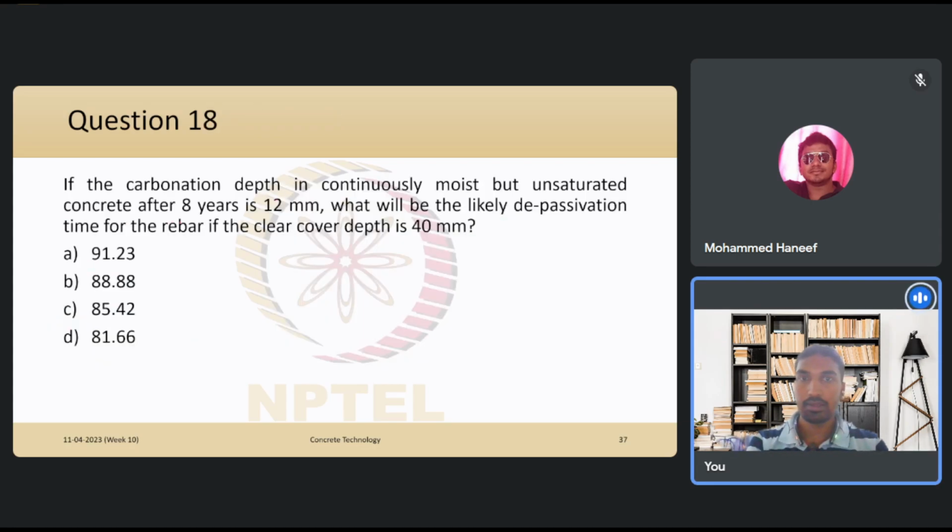Okay, question 18. This is a numerical problem. If the carbonation depth in continuously moist but unsaturated concrete after 8 years is 12 mm, what will be the likely depassivation time for the rebar if the clear cover depth is 40 mm? The options are 91.23, 88.88, 85.42, and 81.66.